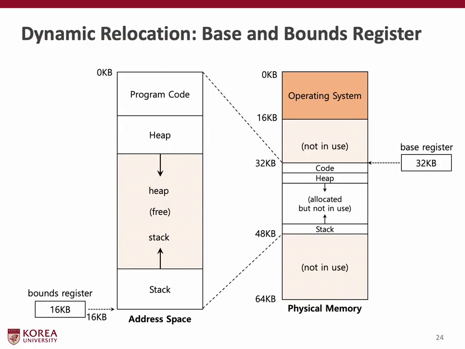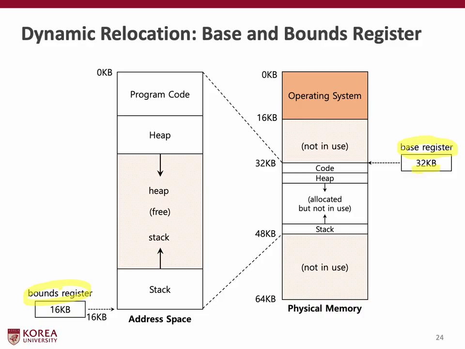Okay, here is how it works in practice. Basically, each process has two special registers managed by the MMU, the base register and the bounds register. The base register indicates the starting point of the process in physical memory, and in this example, it's 32 kilobyte.